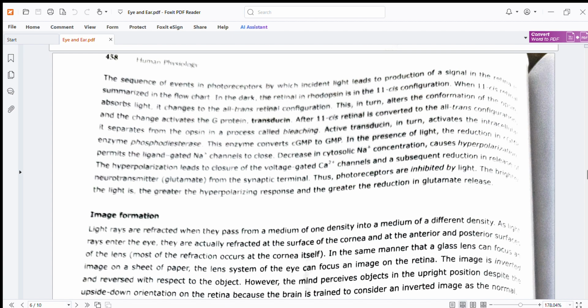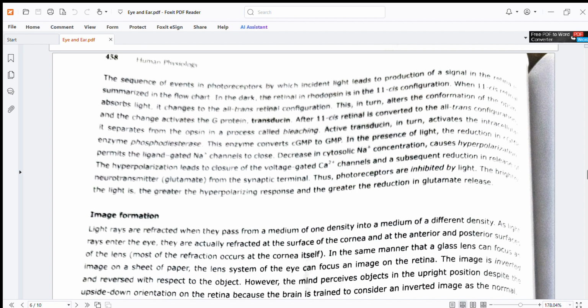As we saw, in the dark the retinal in the rhodopsin is in the 11-cis configuration. When 11-cis rhodopsin absorbs light, it changes to the all-trans retinal conformation. This in turn alters the conformation of the opsin and activates the G protein transducin. After 11-cis retinal is converted to the all-trans conformation, it separates from the opsin in a process called bleaching.